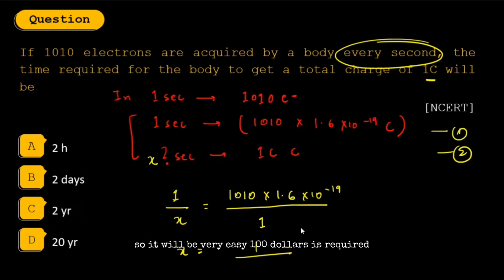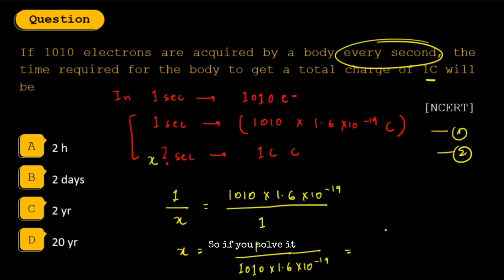So it will be very easy. 100 dollars is required to buy 100 pens. So this is how you are supposed to answer these questions. So it is going to be 10 to the power 10 times 1.6 times 10 to the power minus 19. So if you solve it, it is going to be around 10 to the power 19 divided by this particular number.